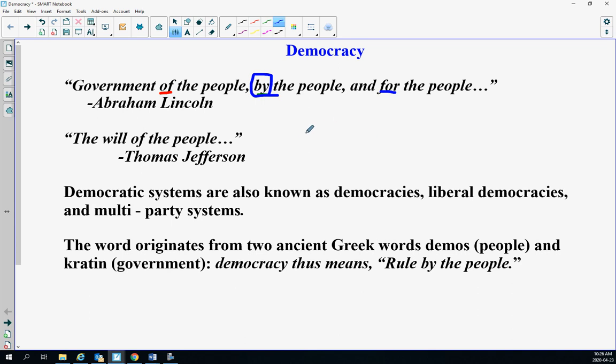Another one you could consider is Thomas Jefferson's will of the people. Democracy serves the will of the people. Again, it does what the people want. It does what the people need, not what the government wants or needs to stay in power. Come back to that one too. Just so you know, there are different names for democracies: democratic systems, liberal democracies, multi-party systems. There's more than that, but be able to recognize democracy by different names too. And if you'd ever wondered, it comes from ancient Greek words, demos, people, and kratos, government. Democracy, rule by the people.